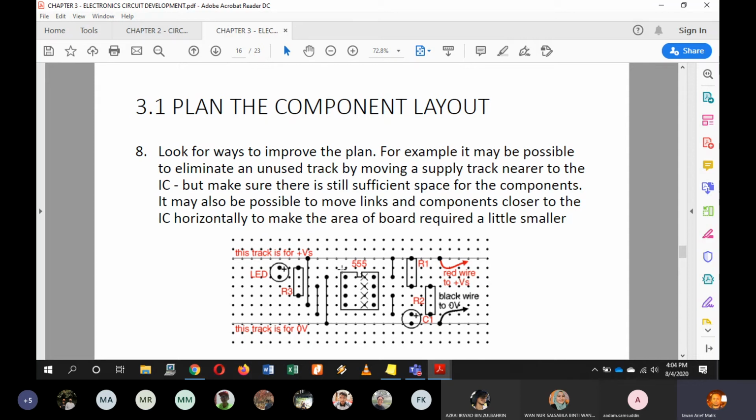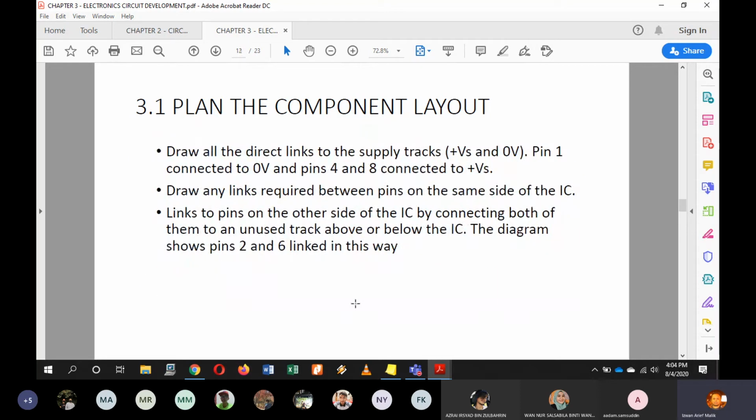Sebab this line horizontal dia ada connection. So you tak perlu pakai jumper lah. You don't have to use jumper. So this point here and this point here are connected together. Okay, and then the other pins of LED is connected together with this point, which is pin 1, where it will be connected to 0 volt.